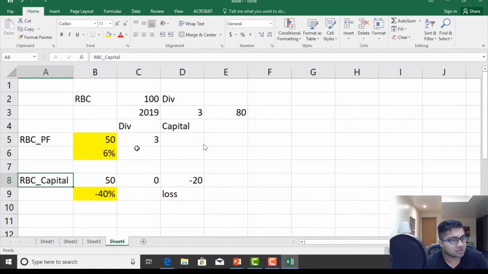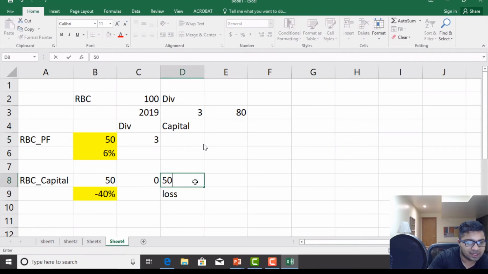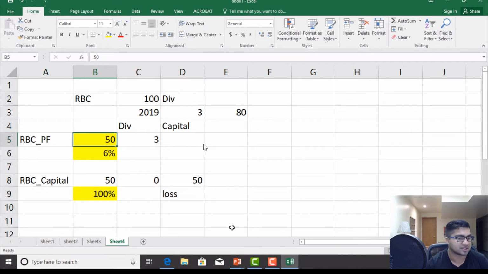So this capital that you invest in preferred stock is generally guaranteed, because if it goes below and the loss is around $50 and you have 100% loss, they will close this close-ended mutual fund and return back your $50. So there is very low possibility of loss of capital if you invest in RBC preferred stock.